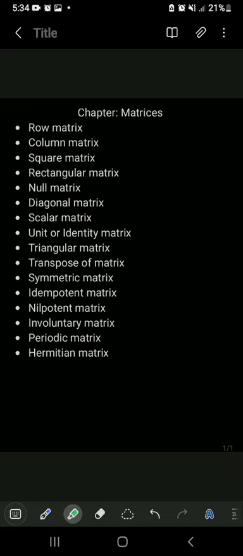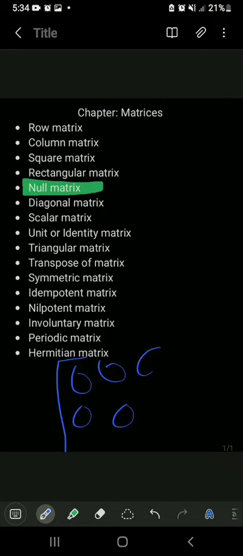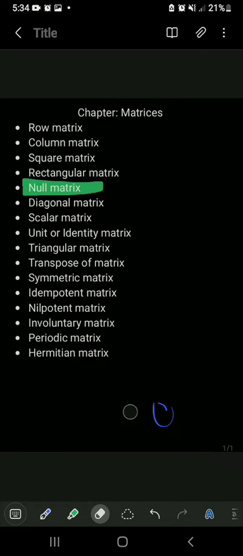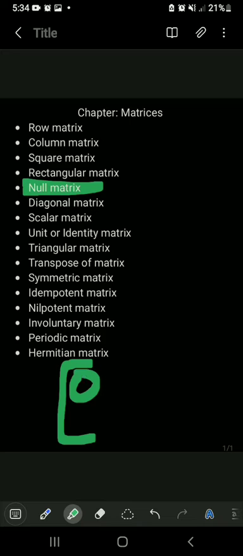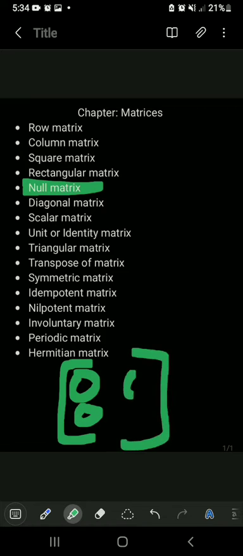If we talk about a null matrix, it is a matrix whose elements are all 0. This is a null matrix. If we take an example in the square matrix, it is 0, 0, 0, 0.